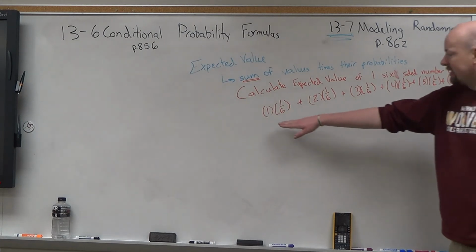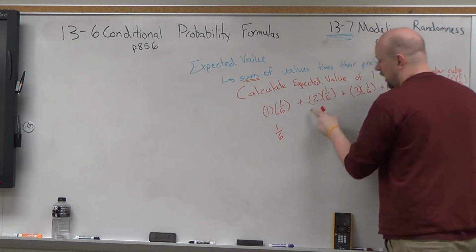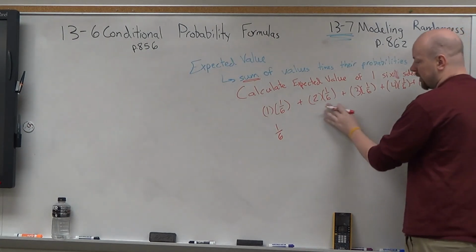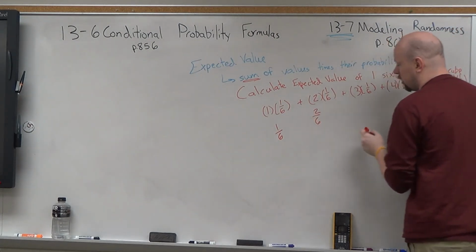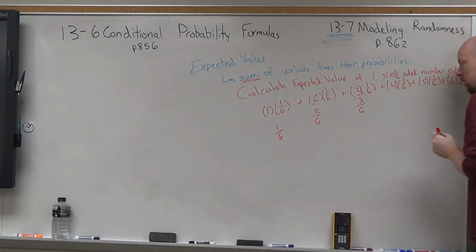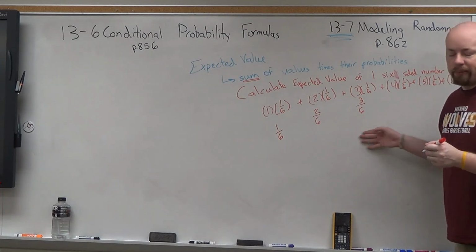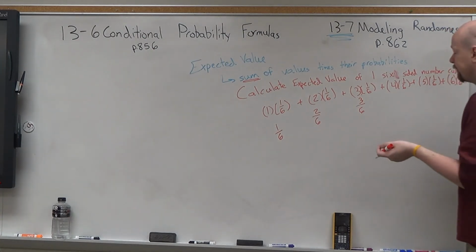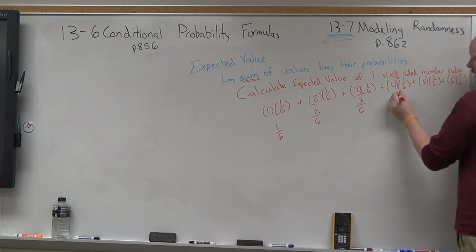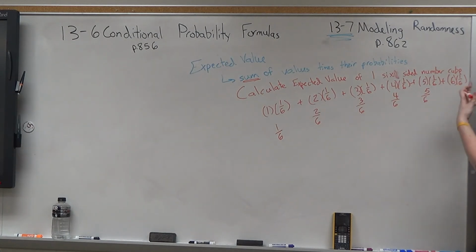So I get 1 times 1/6. Well, that's just going to be 1/6. I get 2 times 1/6, which would be 2/6. 3 times 1/6, which would be 3/6. You could simplify these down, but I'm going to keep them all the same just so I can combine them at the end because I'll have common denominators. 4 times 1/6 is going to be 4/6. 5 times 1/6 is 5/6. And 6 times 1/6 would be 1 or 6/6.